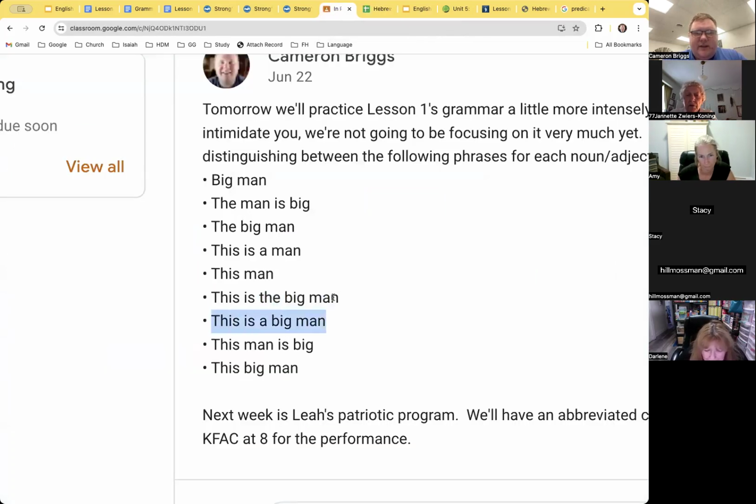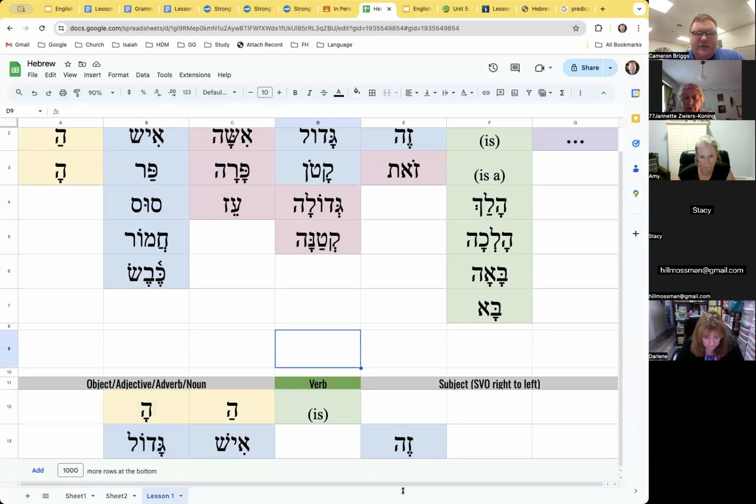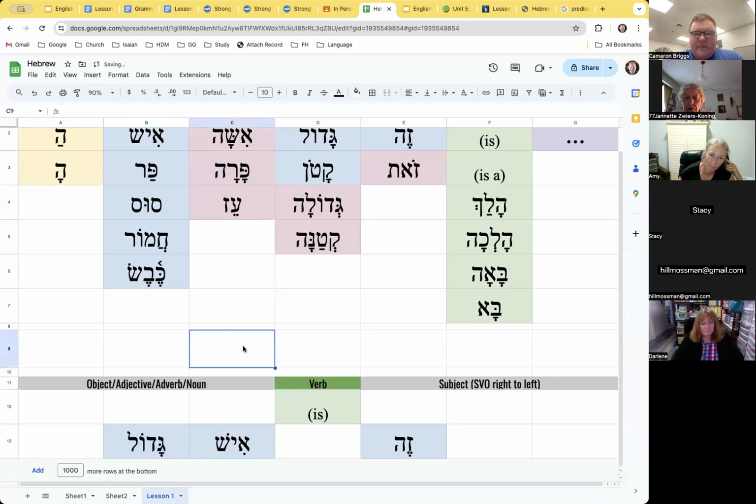So let's take almost the exact same thing, but instead of definiteness, we're going to make it more ambiguous. We're going to do a big man. This is a big man. What would we do to change this? You take the ha off each. Yep. If we take it off of ish, we have to take it off of gadol as well. Ze, ish gadol. This is a big man. Ze, ish hagadol. This is the big man.